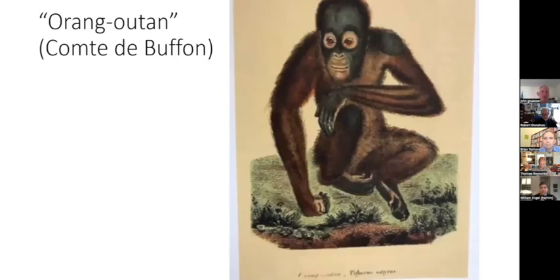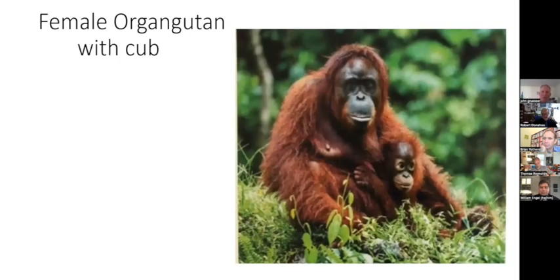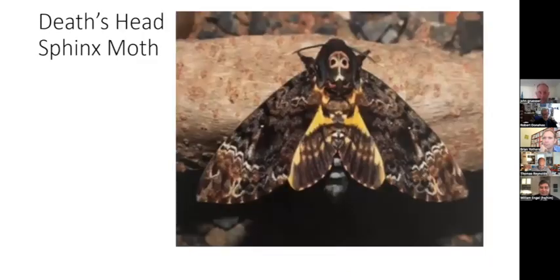So basically I'm just going to show you a couple of images from the essays by people who are not presenting today, because I didn't want to step on anybody's toes. So here's an early depiction of an orangutan from the 18th century. Here, of course, is a photograph of a female orangutan with cub. And that's in connection with the essay on Murders in the Rue Morgue.